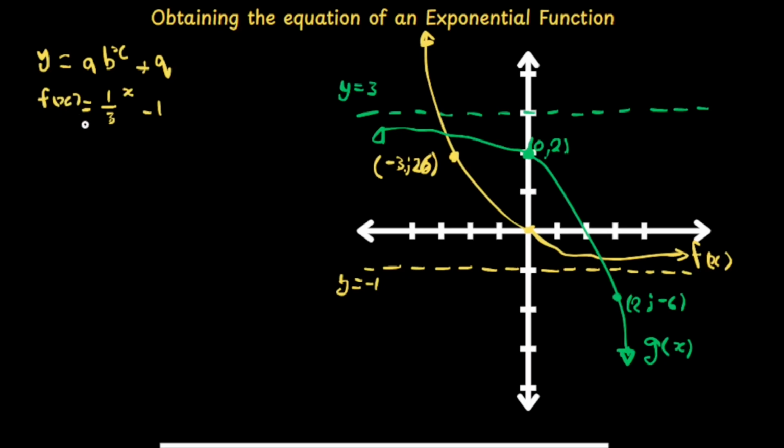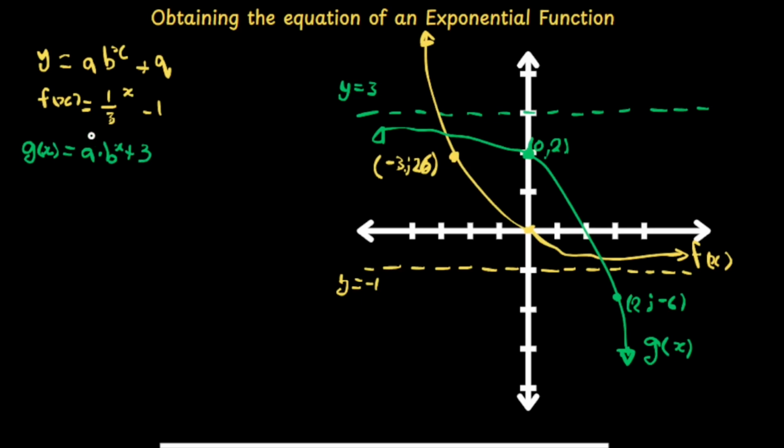Okay, guys, we are now going to obtain the equation for the green function, which is the graph of g of x. Now, using the standard equation that we wrote down earlier, we can see that positive 3 is the horizontal asymptote for this function. So I can replace the q value in this equation with a positive 3, and I would get the equation g of x is equal to a times b to the power x plus 3.